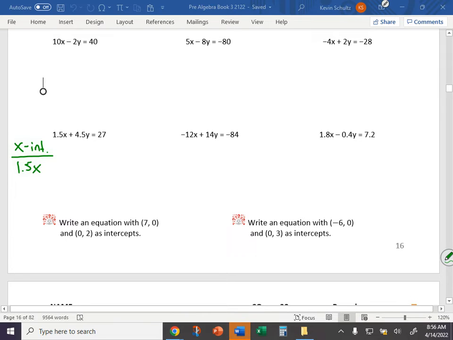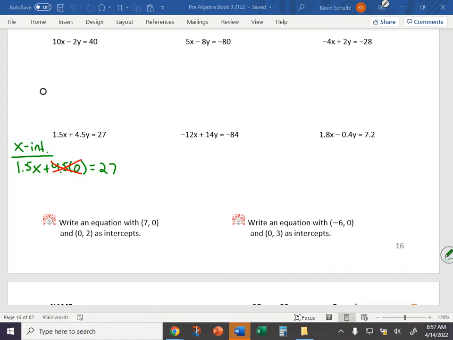So we can rewrite the equation to be 1.5x plus 4.5 times 0 equals 27. And what happens to that 4.5 times 0 term? It's crossed out, just like before, right? Anything times 0, doesn't matter what it is, is going to cancel out. So we're still left with a one-step equation to solve. 1.5x equals 27.